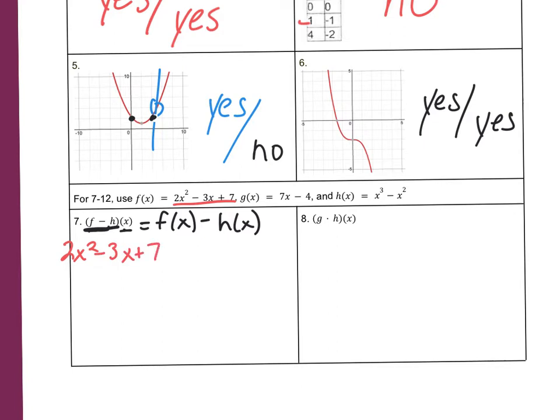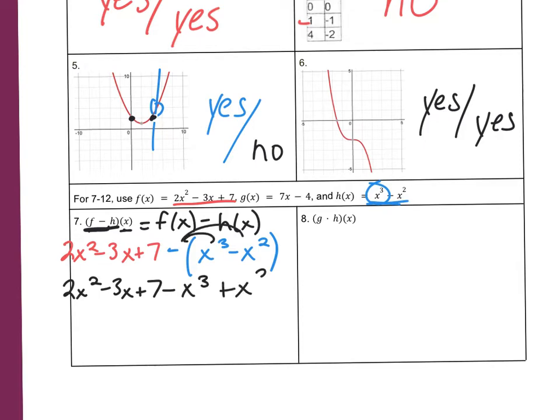Okay, and then I'm subtracting all of h of x, which means I need to put h of x in parentheses, because I'm not just subtracting this first number, right? I'm subtracting the whole thing. So I've got to use parentheses to show that I'm subtracting the whole entire h of x. So when I go and I simplify this, it just becomes 2x squared minus 3x plus 7 minus x cubed, and then plus x squared.